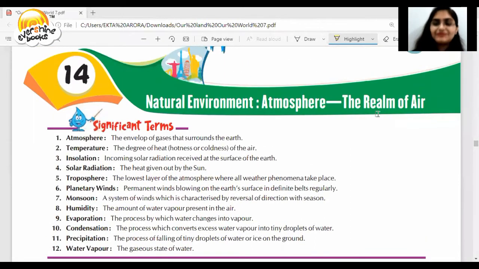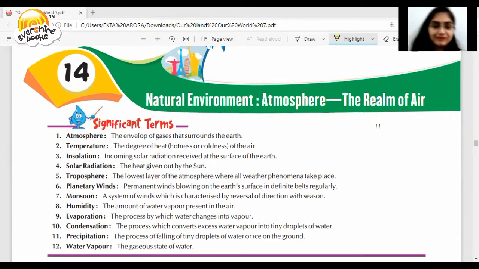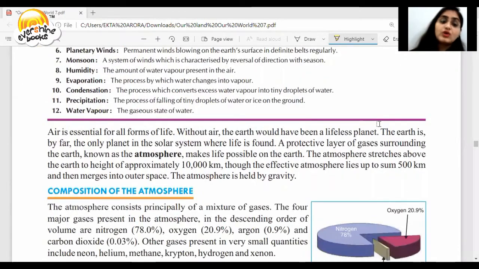Hello, grade 7. Today we will be doing chapter number 14, which is natural environment, atmosphere, the realm of air. So air is essential for all forms of life. Without air, the earth would have been a lifeless planet. The earth is by far the only planet in the solar system where life is found. A protective layer of gases surrounding the earth is known as atmosphere, which makes life possible on the earth.